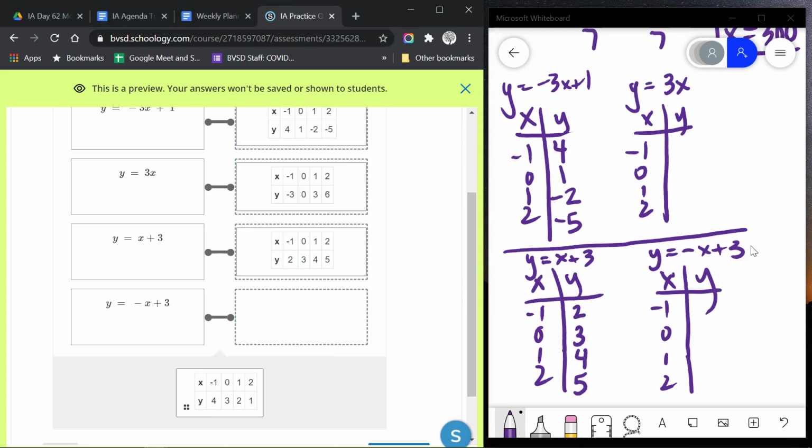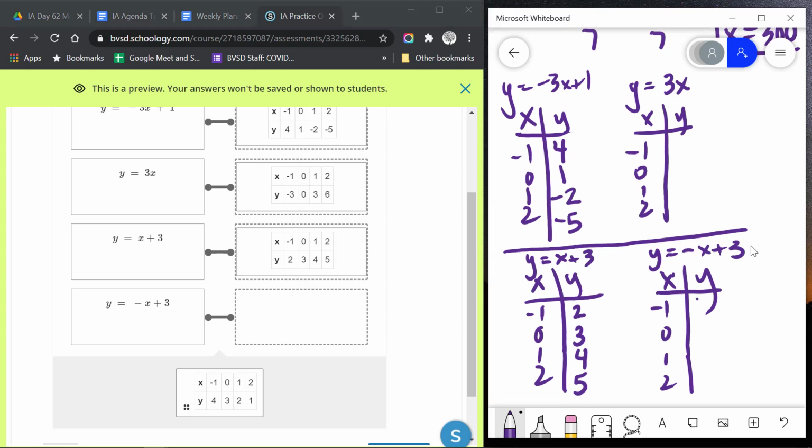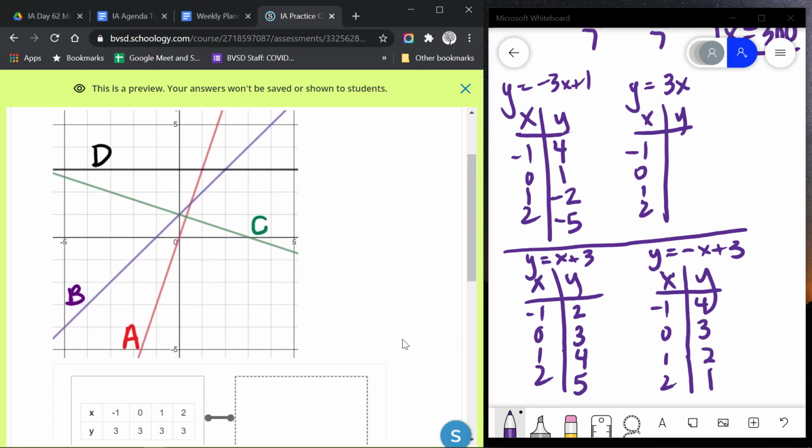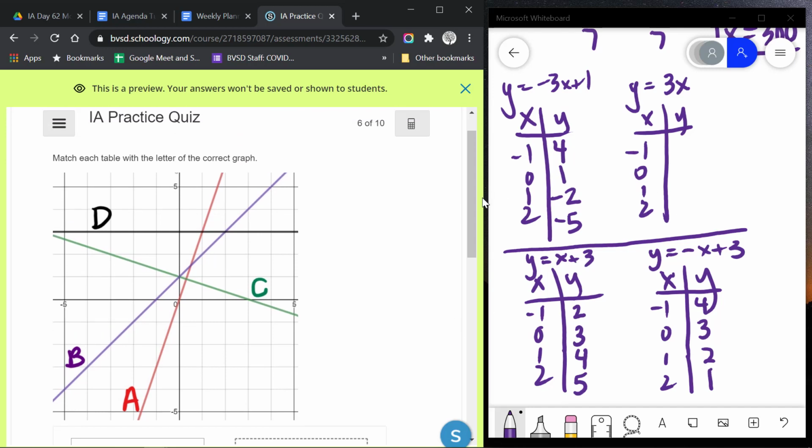And then if I have negative x plus 3, let's just make sure. So then I have negative, negative 1, that gives me a positive 1, 4, 3, 2, and 1. And that's this table. Okay, so this one you have to match the table with the graph.